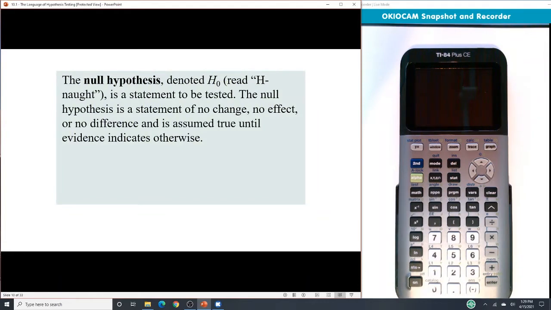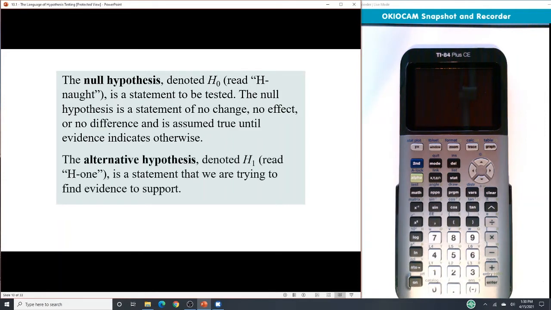All right, now we have different statements. We have what's called the null hypothesis, H sub 0, or read H naught, and that is what is to be tested. The null hypothesis is a statement of no change, no effect. We're going to assume it's true until proved otherwise. The alternative hypothesis, H1, is a statement we're trying to find evidence to support. So this is what we believe is really happening compared to our null hypothesis.